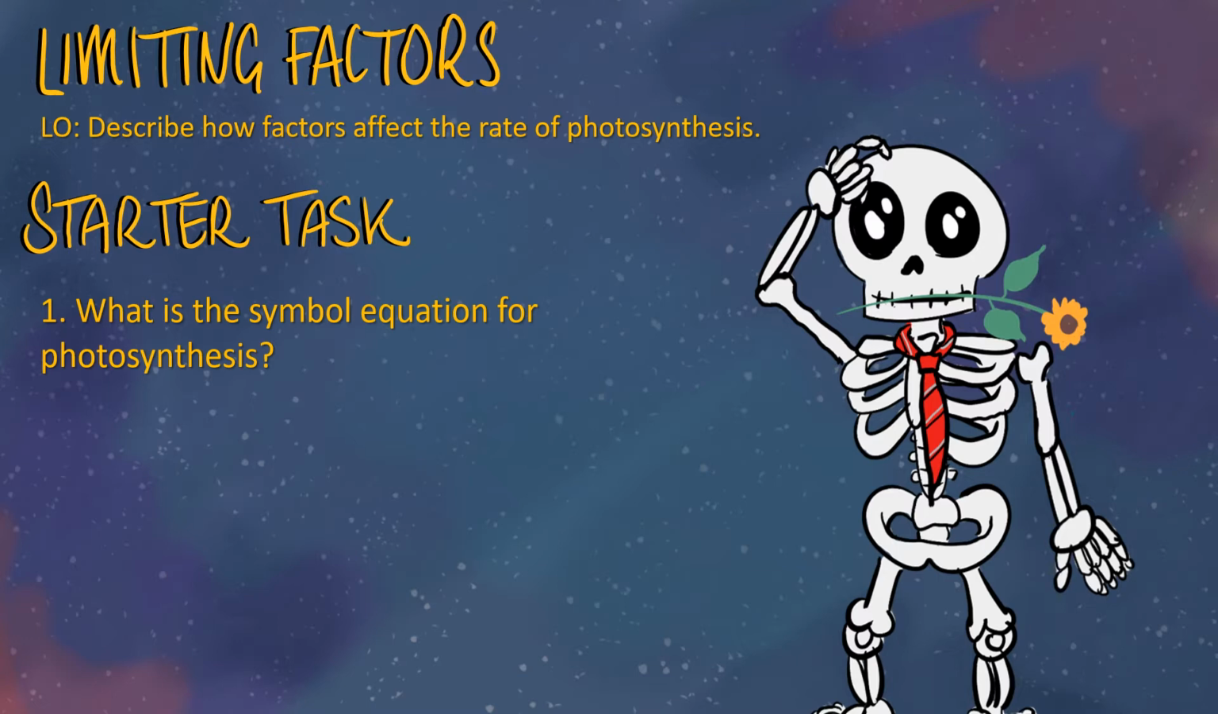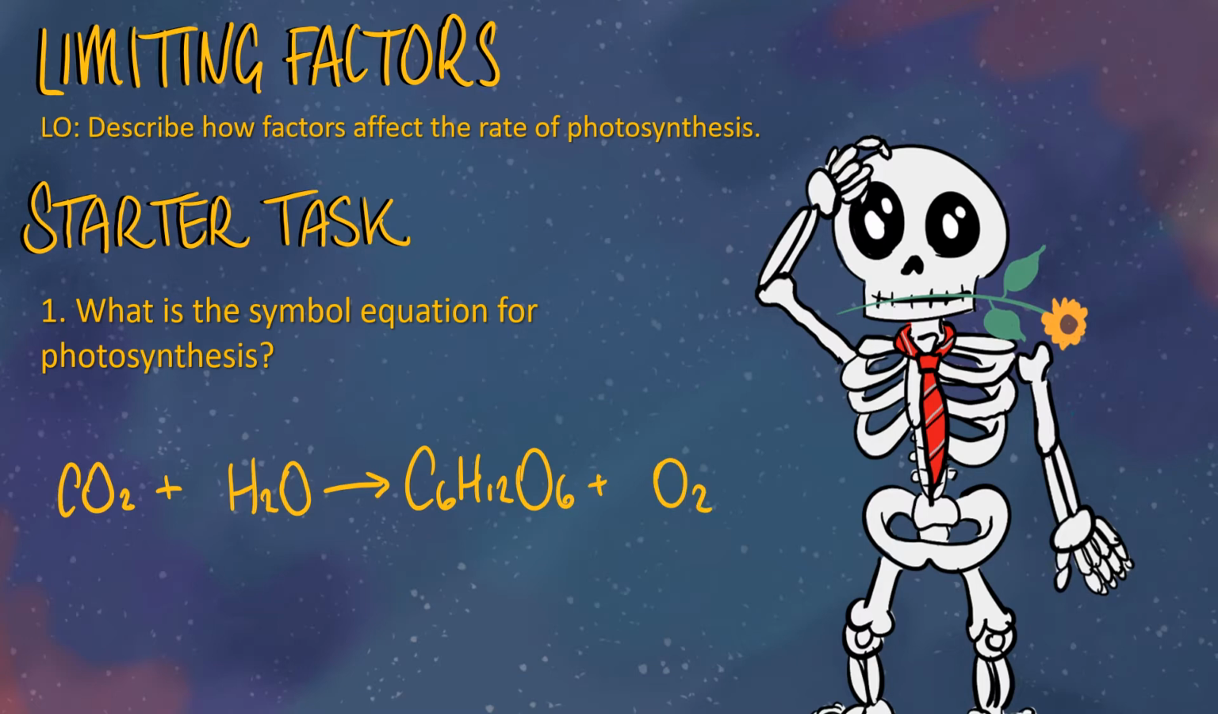Okay, the simple equation for photosynthesis is carbon dioxide plus water goes to glucose plus oxygen. And of course, the symbols for that are CO2 plus H2O goes to C6H12O6 plus O2. But remember, we need to balance it.